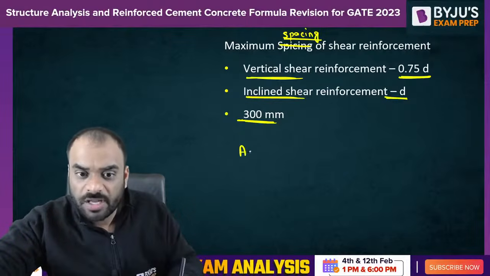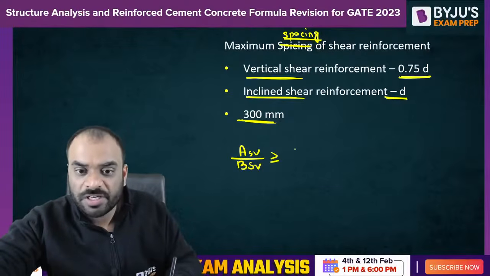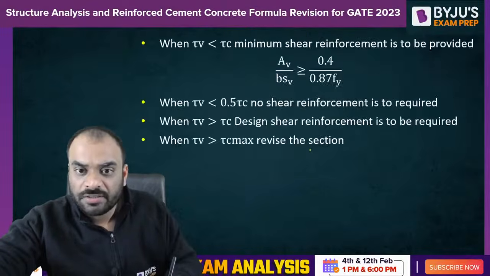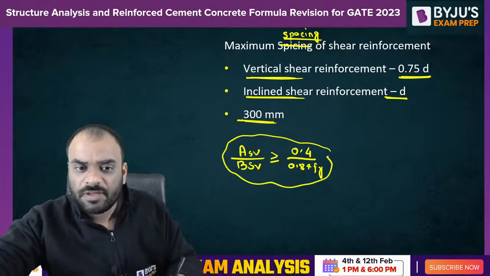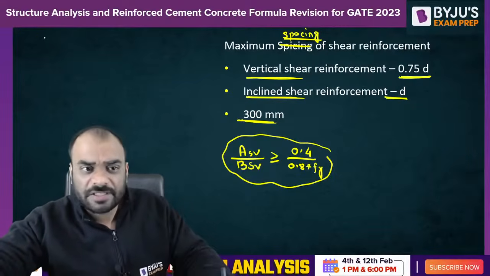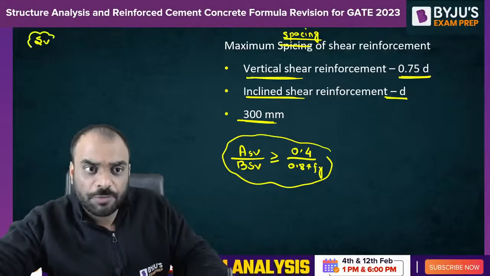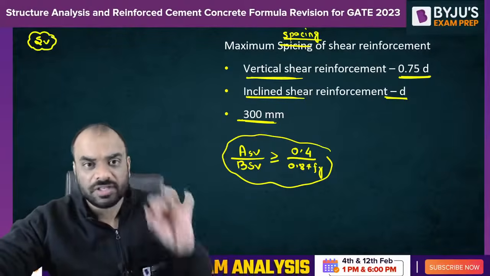And there is one more formula to calculate the maximum permissible spacing or minimum shear reinforcement. So what is that formula? ASV divided by B into SV should be greater than or equal to 0.4 divided by 0.87 Fy. Clear? Now guys, let us suppose I want to check my spacing which I have provided in case of vertical shear reinforcement.